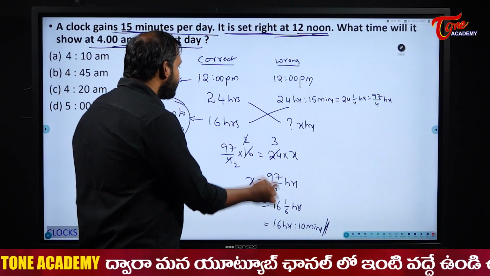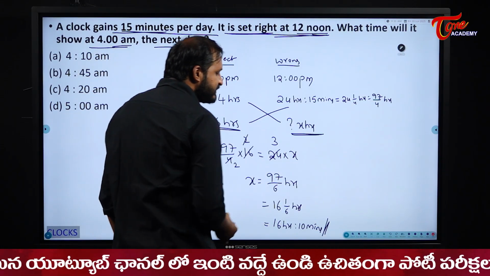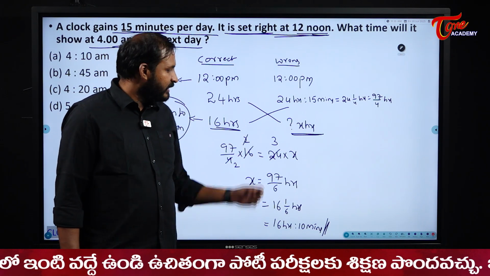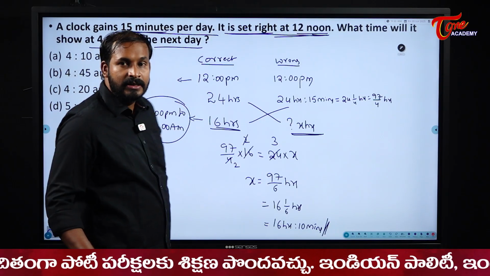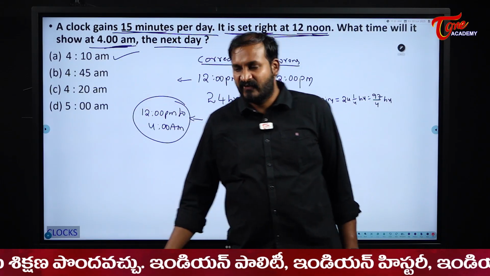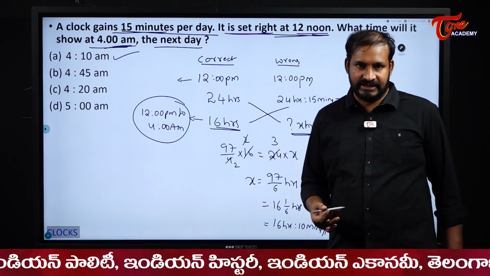Okay, good. So in my correct clock it is running 16 hours. In my wrong clock it is running how much? 16 hours 10 minutes. That means 10 minutes more than the actual time, right? So what is the actual time they have given us? 4 a.m. But in my wrong clock it will show what? It will show 4:10 a.m. Why? Because 16 hours 10 minutes. It will show 10 minutes in excess.